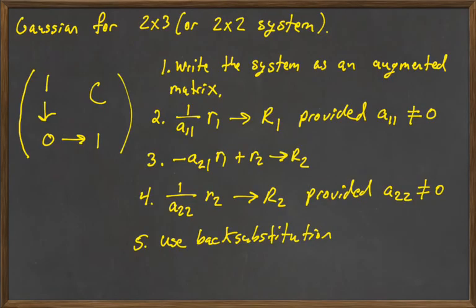Well, I guess before we do that, here are my steps for a 2 by 3 augmented matrix, or a 2 by 2 system. We're going to follow this pattern here: make a 1 here, a 0, and then a 1. That's your coefficient matrix, so then you'd have your augmentation line, and then you have some numbers here.